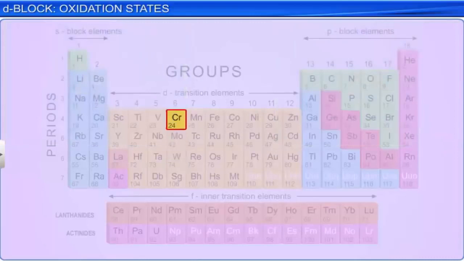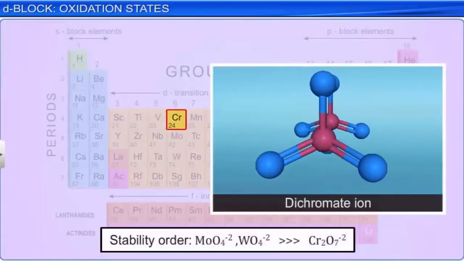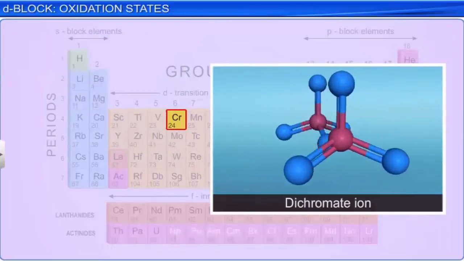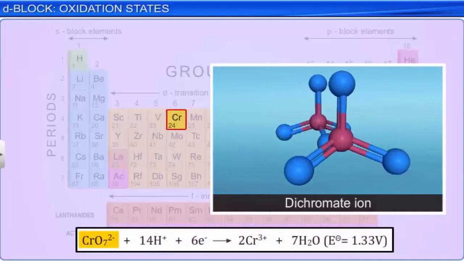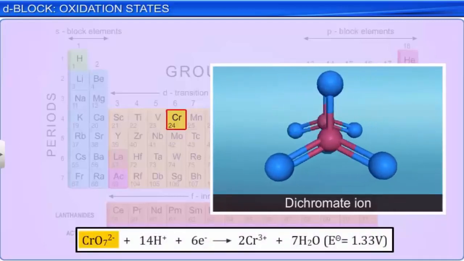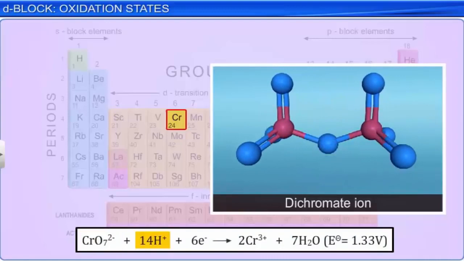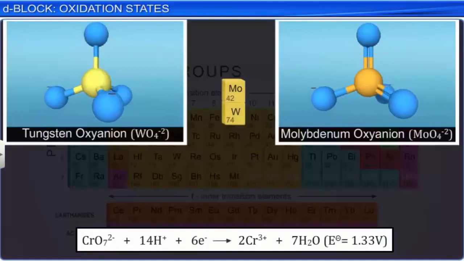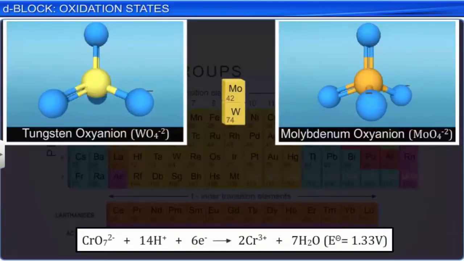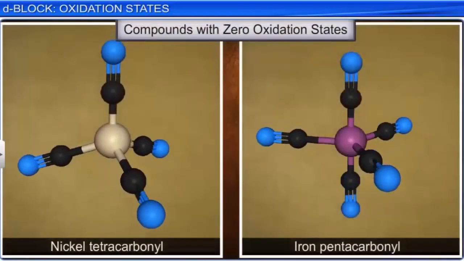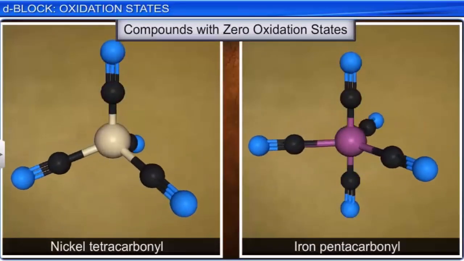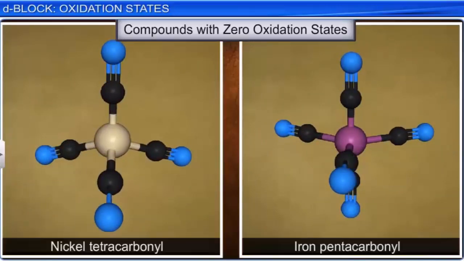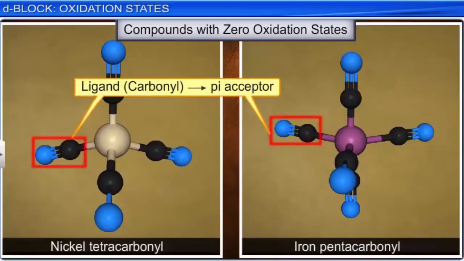Thus, a dichromate ion acts as a strong oxidizing agent in an acidic medium, while the oxyanions of molybdenum and tungsten do not. Some transition metals also show zero oxidation states in complexes like carbonyls, where the ligand acts as a pi acceptor. Nickel tetracarbonyl and iron pentacarbonyl, shown here, are 2 examples of a transition metal in zero oxidation state.